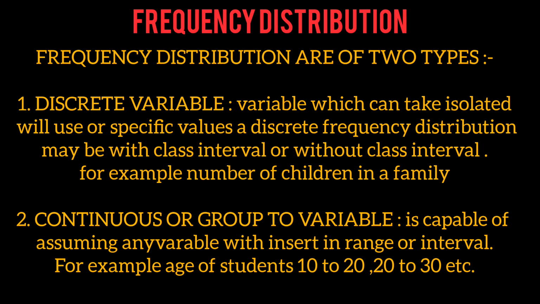Frequency distributions are of two types. Number 1, discrete variables: variables which can take isolated or specific values. A discrete frequency distribution may be with class interval or without class interval. For example, the number of children in a family. Number 2, continuous or grouped: a variable is capable of assuming any value within a given range or interval. For example, age of students 10 to 20, 20 to 30, etc.